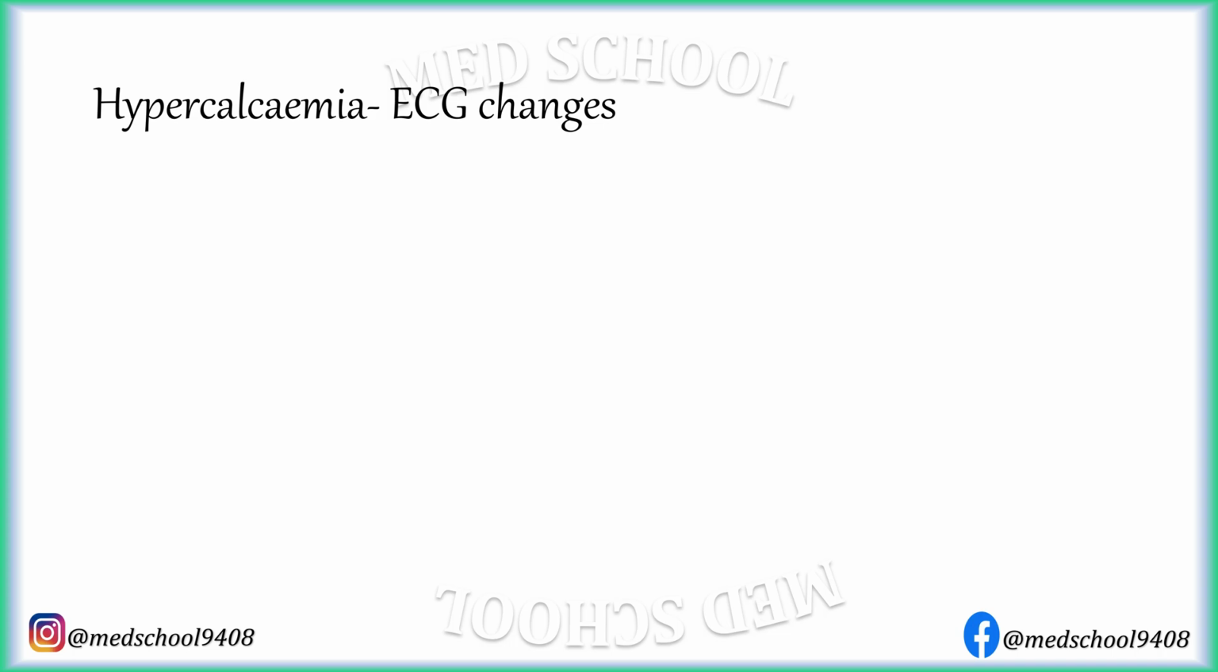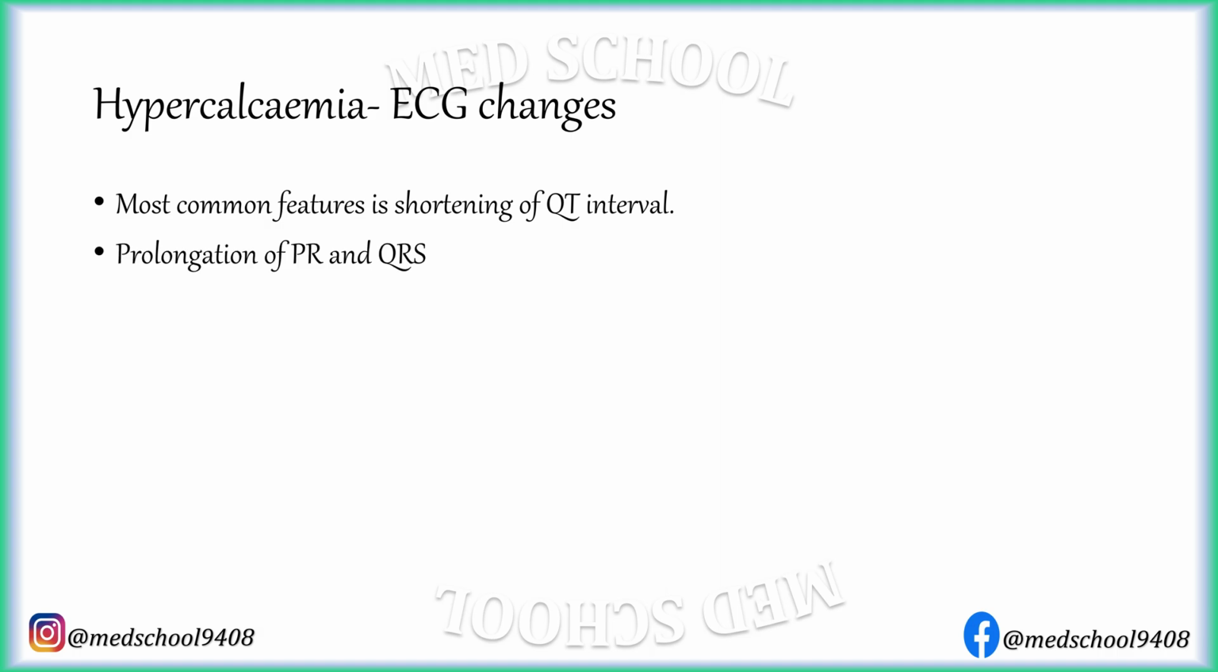Most common ECG feature of hypercalcemia is shortening of QT interval. Other features include prolongation of PR interval and QRS complex, J wave at the end of QRS, and ST elevation mimicking acute myocardial infarction. But these features are non-specific.